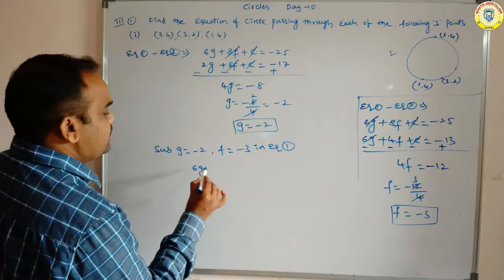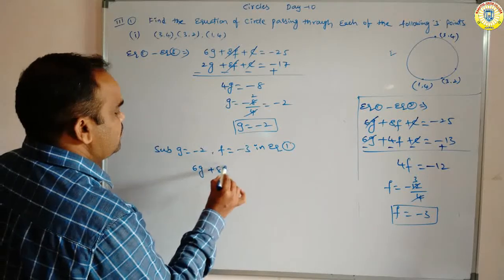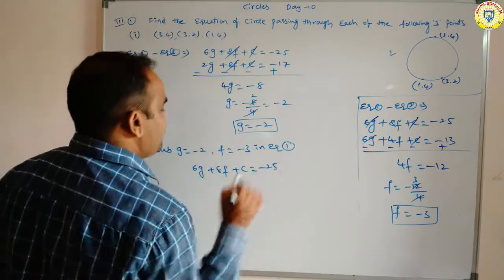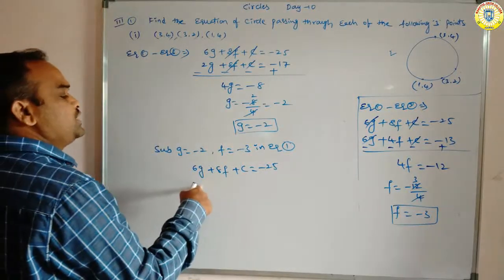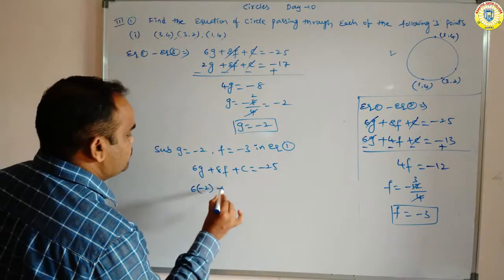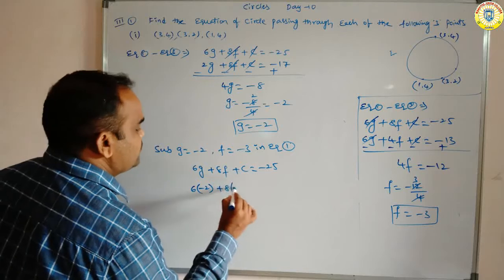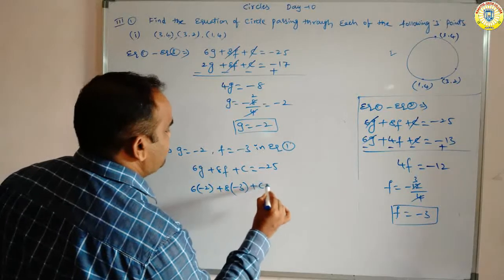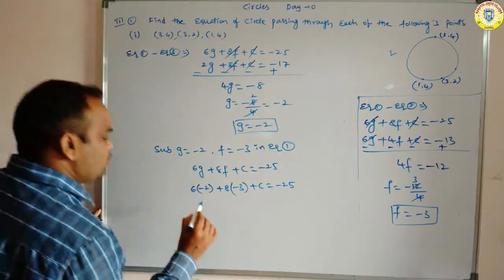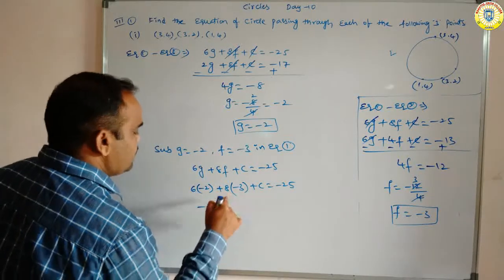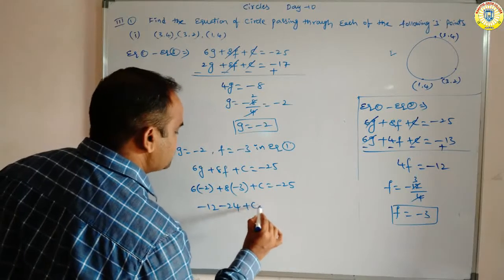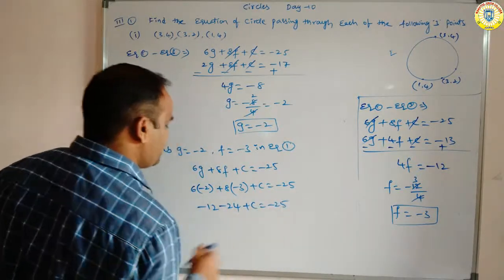What is equation 1? 6g plus 8f plus c is equal to minus 25. Substituting g is equal to minus 2, f is equal to minus 3: 6 into minus 2 plus 8 into minus 3 plus c is equal to minus 25. 6 into minus 2 is minus 12, 8 into minus 3 is minus 24, plus c is equal to minus 25.